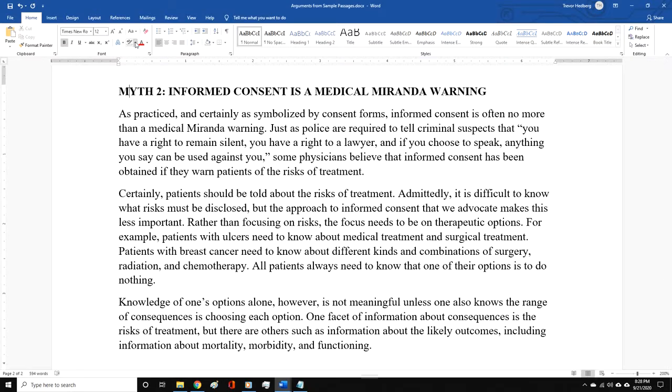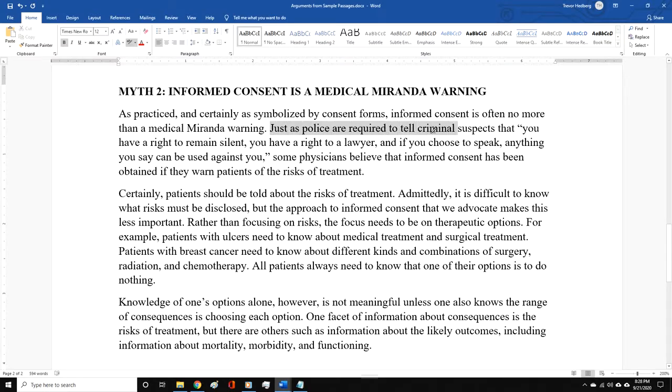The first thing, though, to notice as we work through this, there's a lot of information here in this first paragraph that doesn't seem to be contributing to the argument. It's just kind of an explanation of what a Miranda warning is. So, informed consent is often no more than a medical Miranda warning. Let's leave that untouched for now, but let's look at this next part.